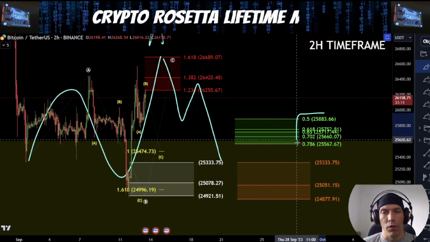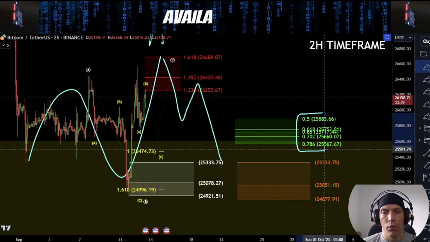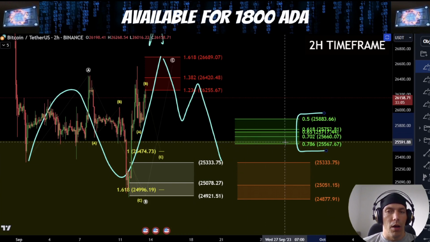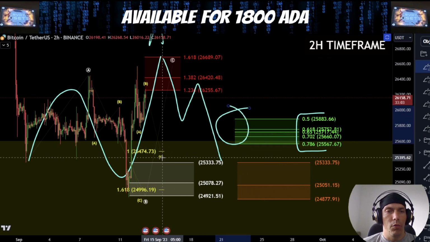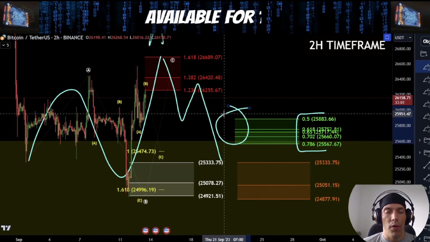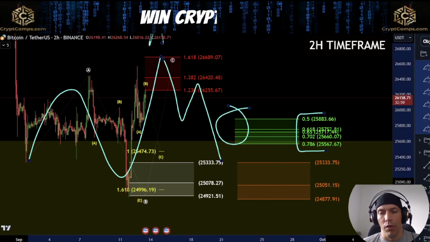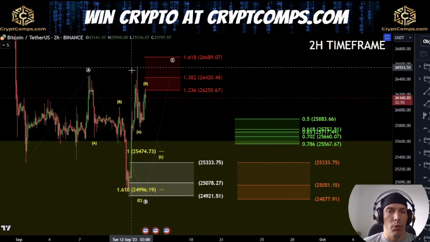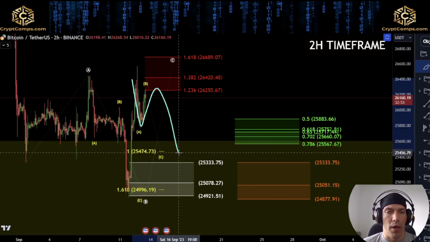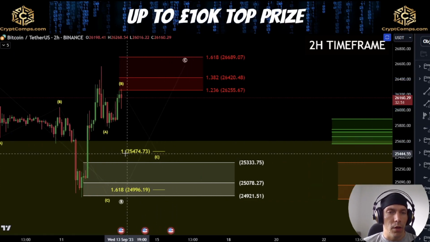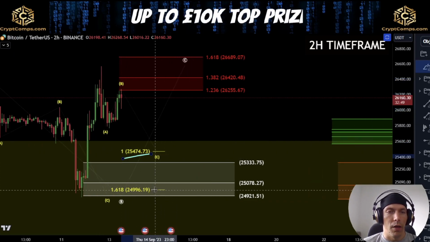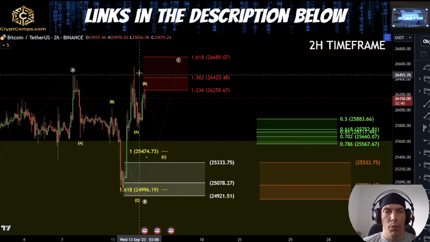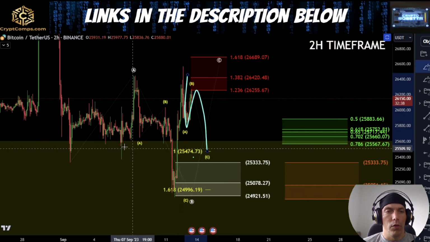So this 28,883 to this 25,567 is going to be our higher target range. So this will be based off of this A wave here. Now, if we are looking at this idea where we're saying that we're going to get a move down into this level, I would be looking at this as an A, a B, and a C. Now we can see that currently the 1-to-1 is sitting here at the 25,474 level.